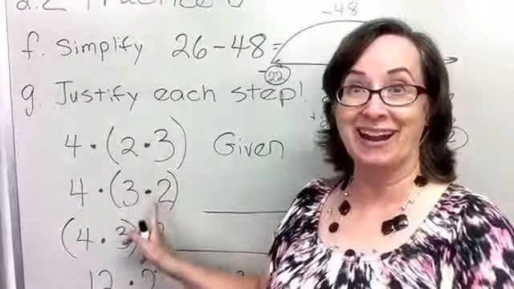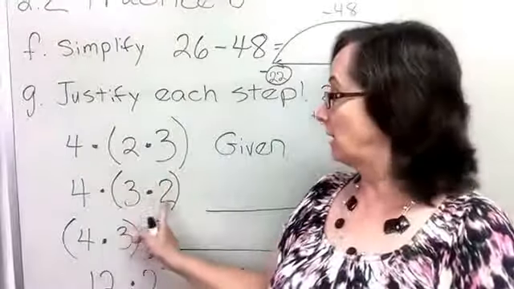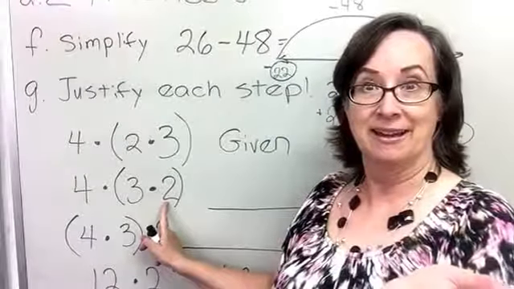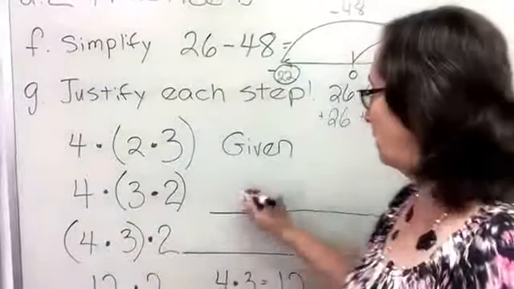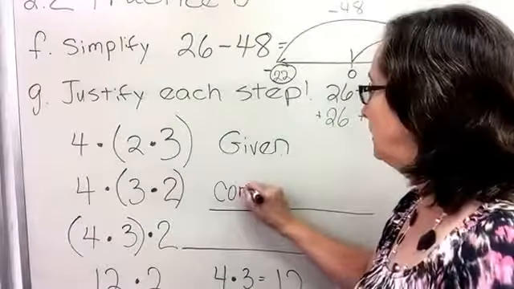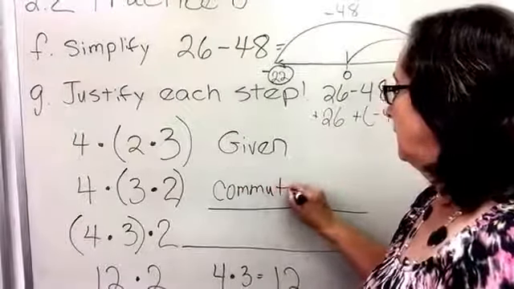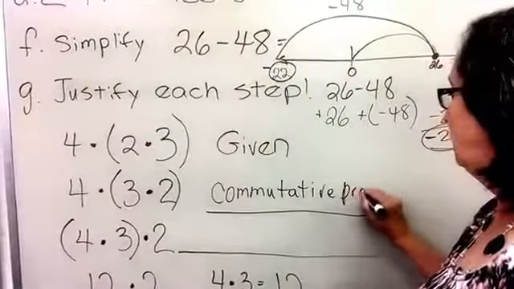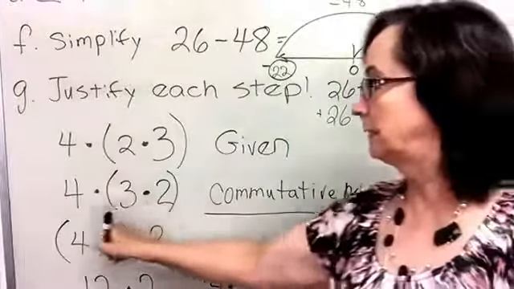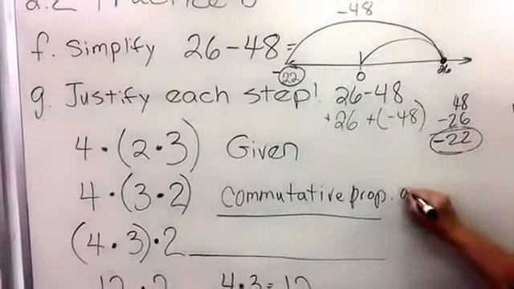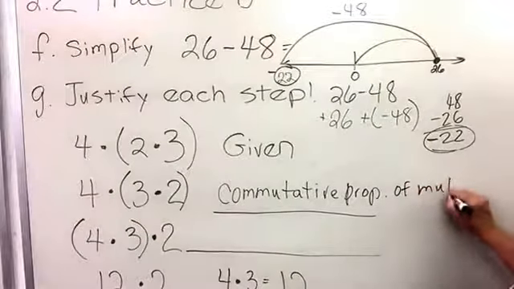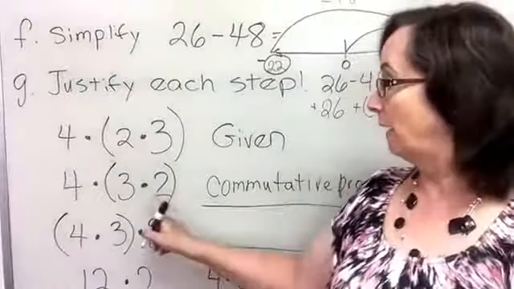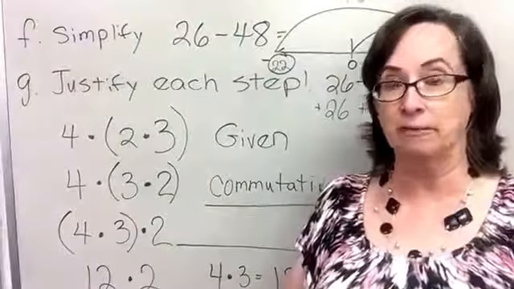The order has changed. Since the order has changed, I'm going to say that is the commutative property of multiplication, because I am multiplying. Okay, so that is my justification or my reason why I can turn the 3 and the 2 around.